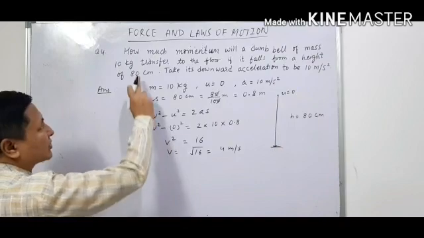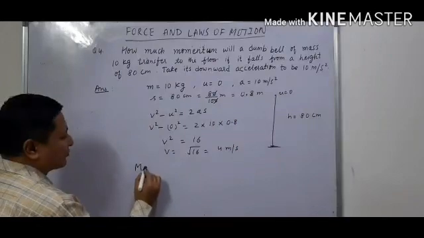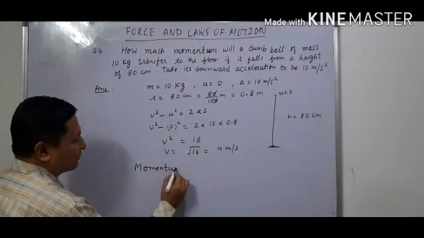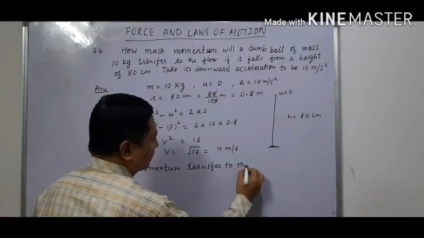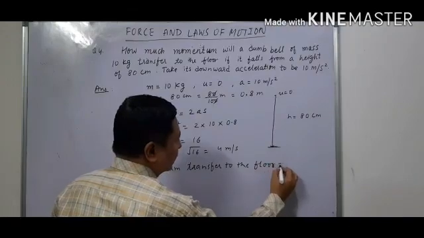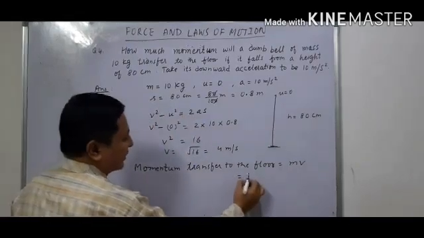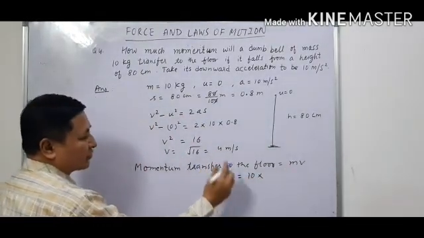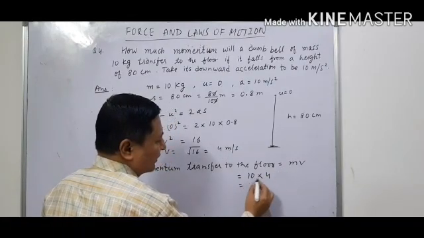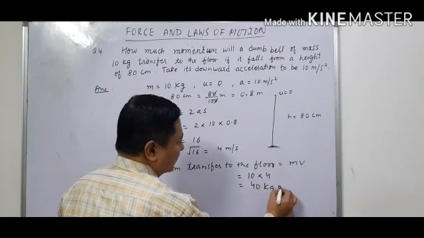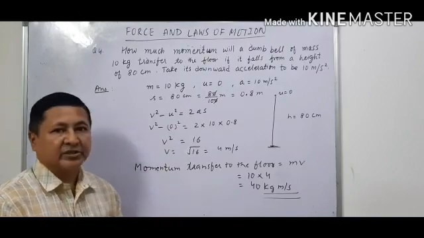Now we have to find how much momentum the dumbbell of this mass will transfer to the floor. Momentum transfer to the floor. The formula will be equal to mv. Mass is given, that is 10 kg, and the final velocity we have calculated, that is 4 meter per second. So that will be 10 into 4, 40 kg meter per second. So the momentum transferred to the floor is 40 kg meter per second.